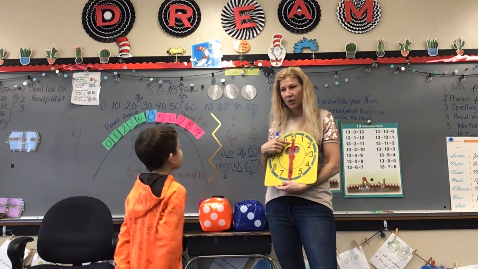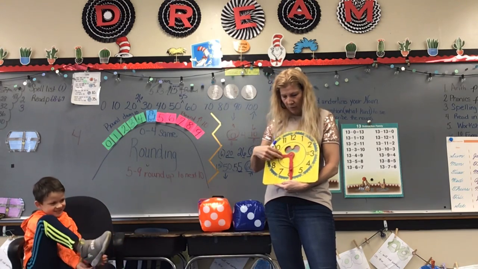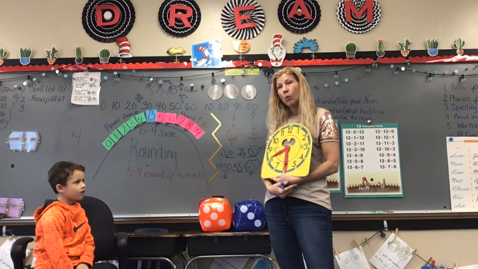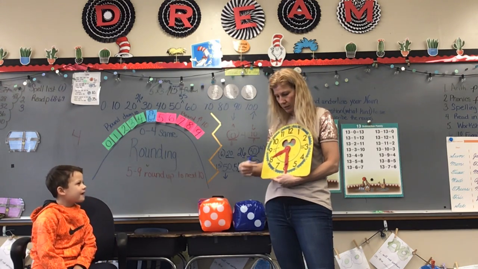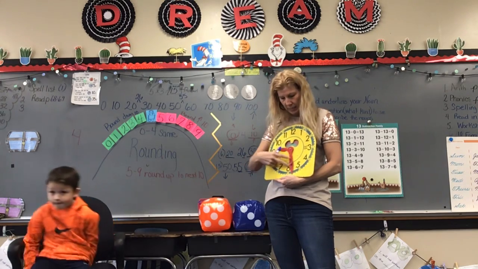If you said half past 12, good job. How about if I said this time? 8:30. What would it be in words? Half past 8. Good. So half past is first, and then we say 8.